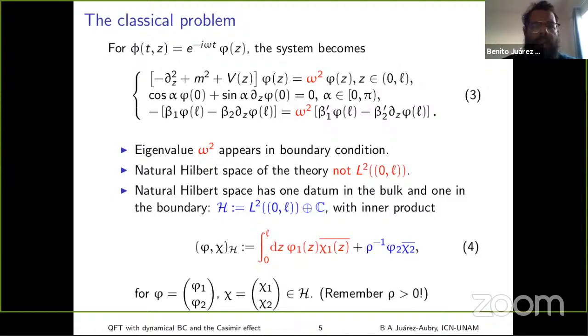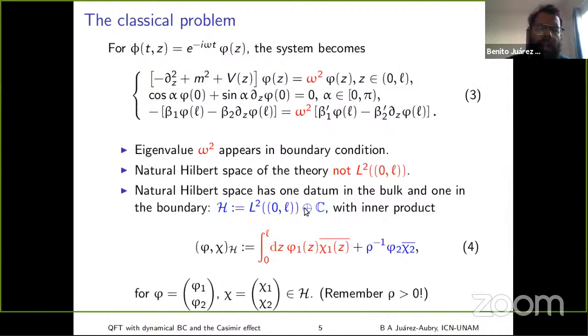If we are looking for time periodic solutions, then of course equation 1 of system 3 becomes equation 3, which is an eigenvalue problem essentially. But what's interesting about this eigenvalue problem is that the eigenvalue appears as well in the boundary. So these are called boundary eigenvalue problems in the mathematical literature. And it is well known to mathematicians that the natural Hilbert space of the theory is not L2, as it usually is for the Klein-Gordon equation or the wave equation, but an enlarged Hilbert space, L2 direct sum C, where C denotes the complex numbers, which takes into account the datum at the boundary. So it takes into account this boundary observable.